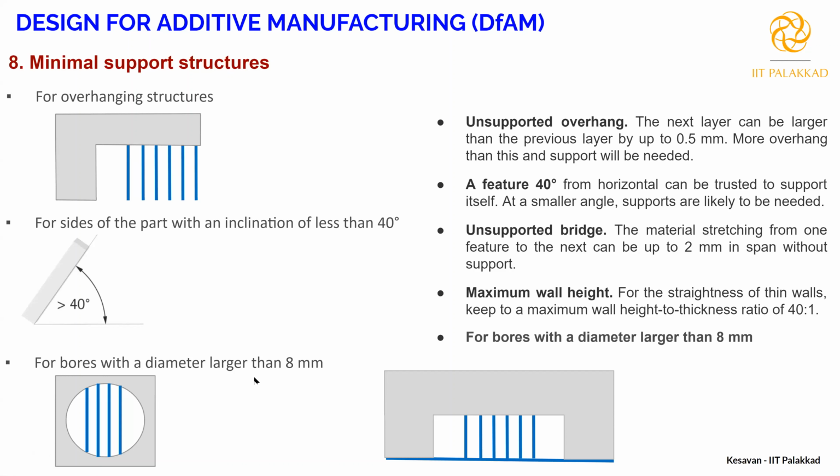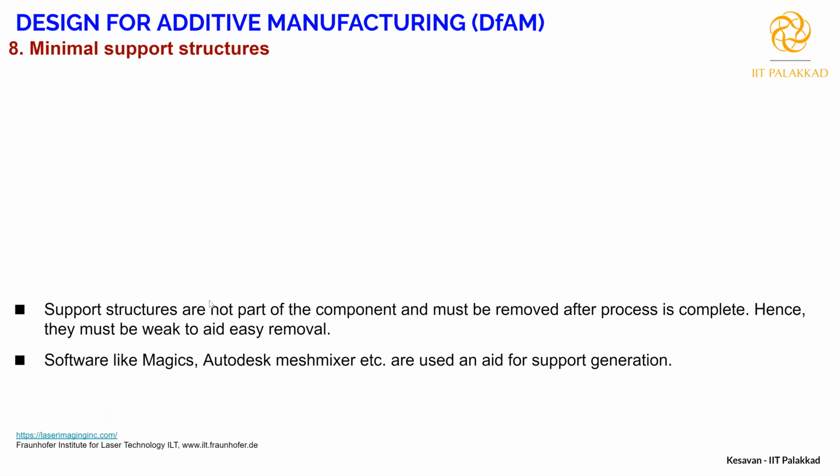As I mentioned, if you are making any diameter or circular hole, and the circular hole is greater than 8 mm, you need to give the support structure. So while designing, you consider that you should not go beyond 8 mm. Like you mentioned, 45 or 40 degrees is the limit. So you design such that this angle is not less than 40 or 45. Similarly, the overhang also you need to take care of, right? This is all about minimizing the support structures.